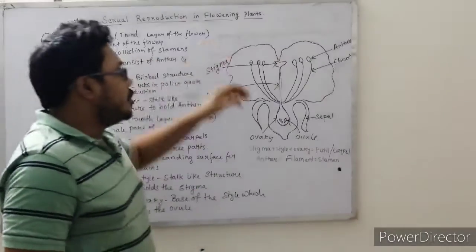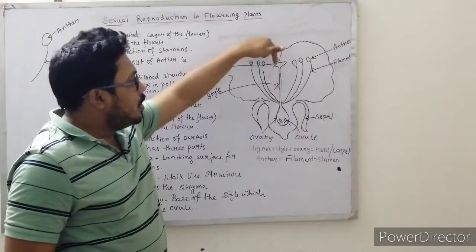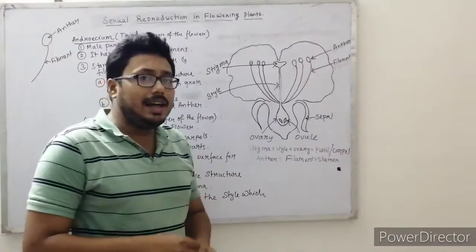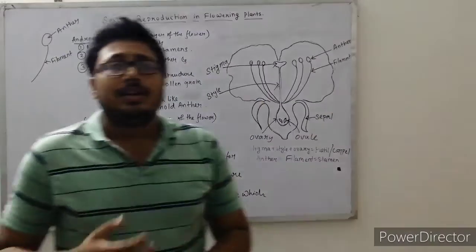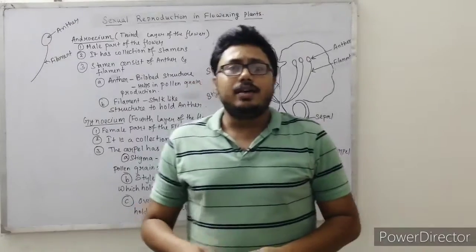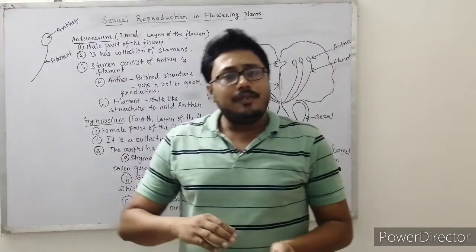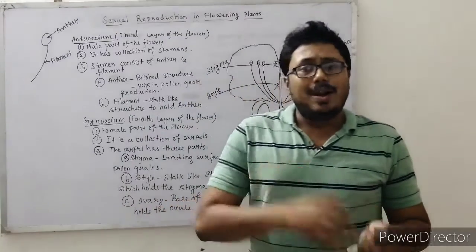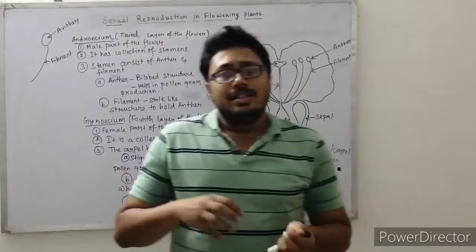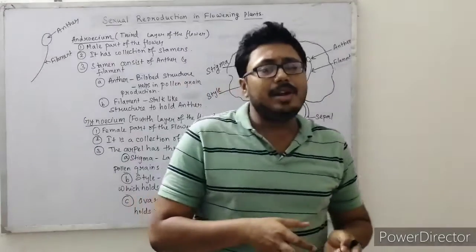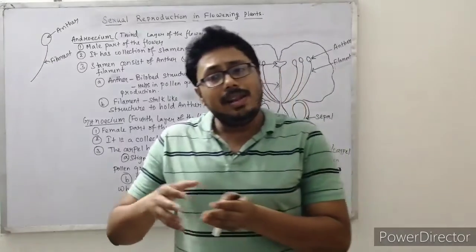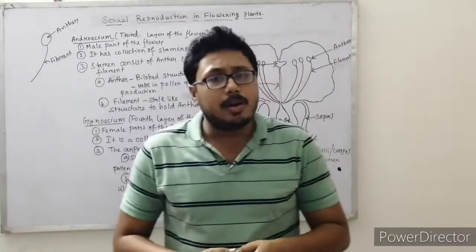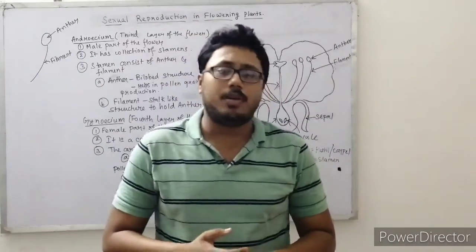So suppose the pollen grain lands over here, it forms a tube and goes to the ovule, fertilizes it and produces the 2n zygote, which is a diploid form. We have discussed in the previous section also what sexual reproduction is: the reproduction in which the male haploid gamete and female haploid gamete fuse together to form a diploid zygote.